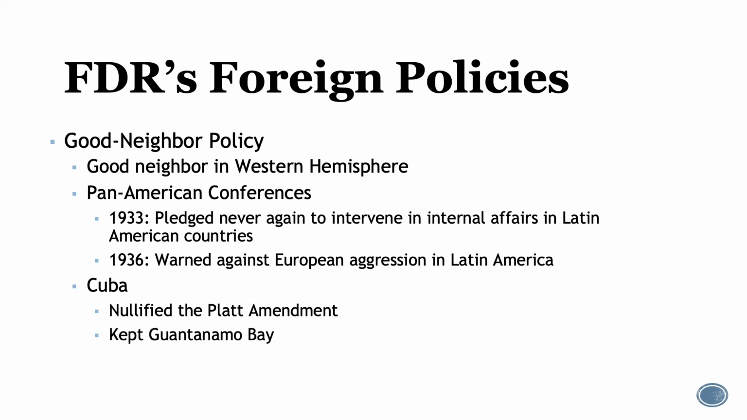FDR comes in, and his foreign policies included a Good Neighbor Policy where we were a good neighbor in the Western Hemisphere, available to help others in the Western Hemisphere. The Pan American Conferences were created in 1933 and pledged never again to intervene in internal affairs in Latin American countries. And we also warned against European aggression in Latin America in 1936. As for Cuba, we got rid of the Platt Amendment, we kept Guantanamo Bay, and let Cuba do their own thing.